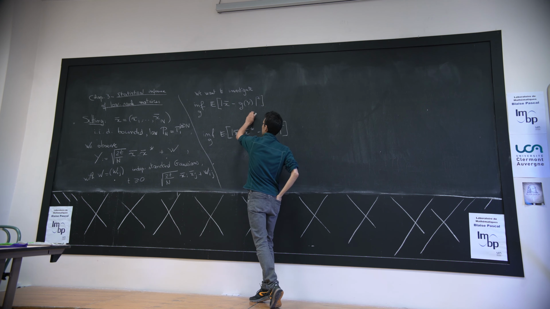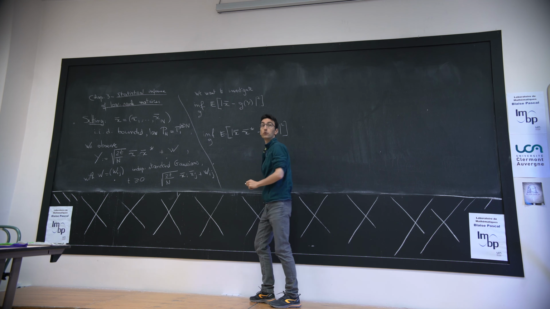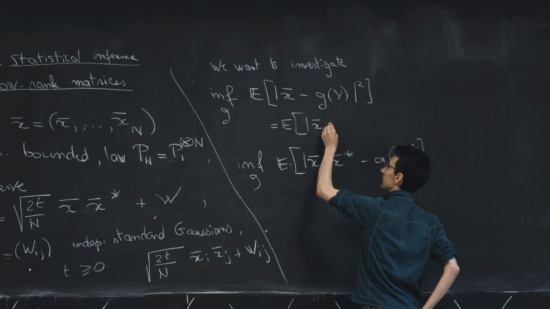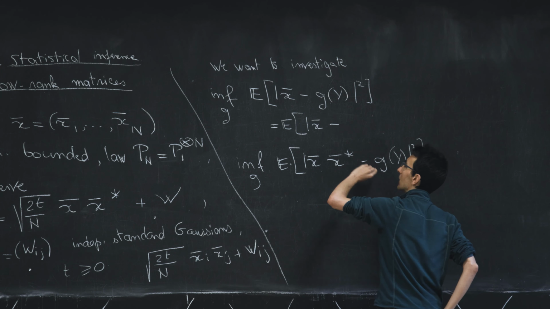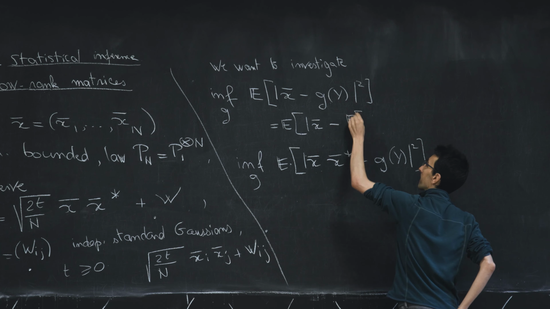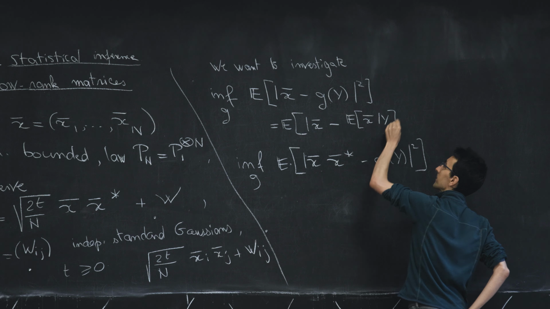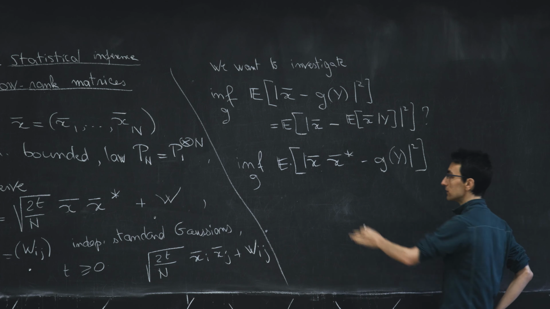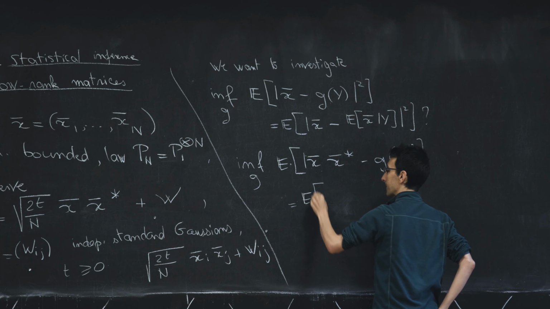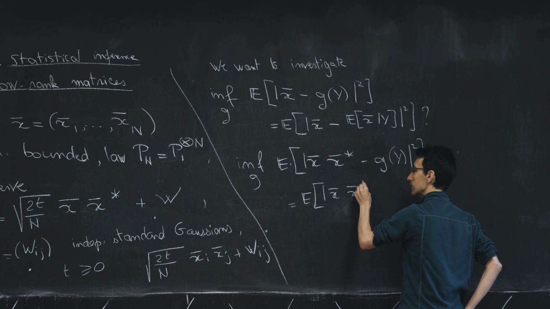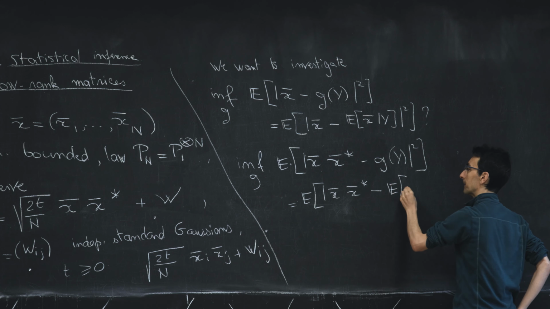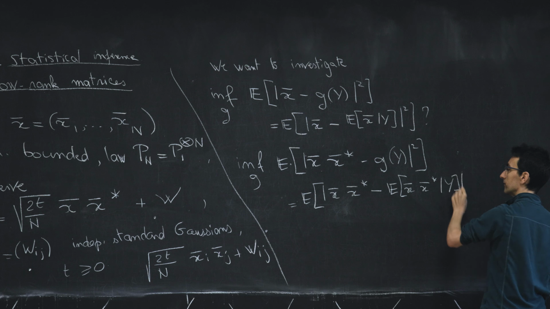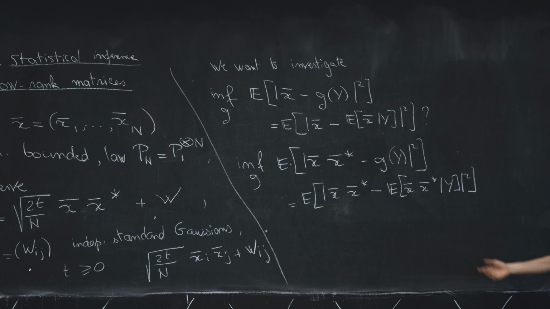Okay, so just to say that the best g here is the conditional expectation, as we have already said. And so maybe we want to investigate this. We want to understand how this behaves as n goes to infinity, or similarly here. We want to investigate this.